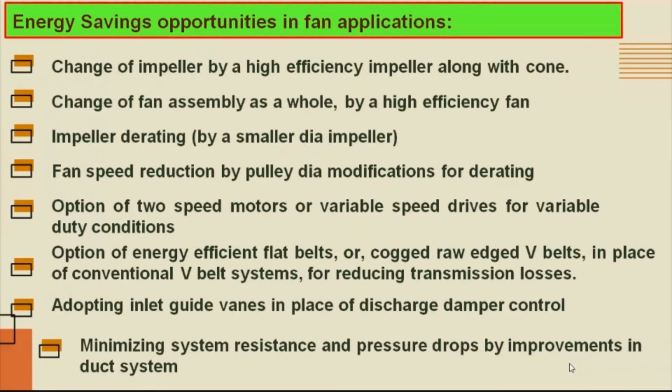So, saving opportunities in the fan applications. By using all these points, we will be able to achieve energy saving opportunities in the fan applications. Let us see one by one. Change the impeller to a high efficiency impeller along with cone. So you all have studied the induced fan and forced draft fan, which are used in the power plants to inject the air for the combustion, right?